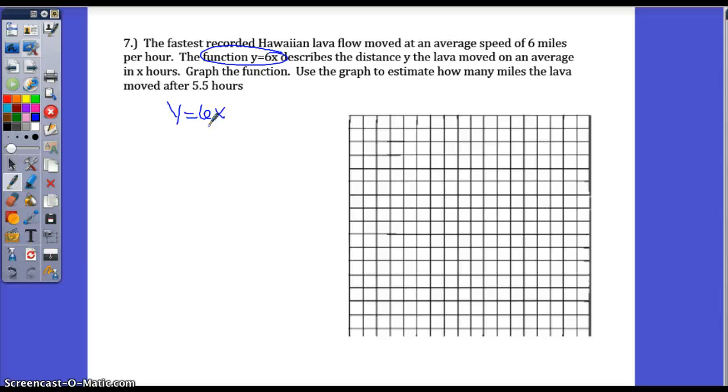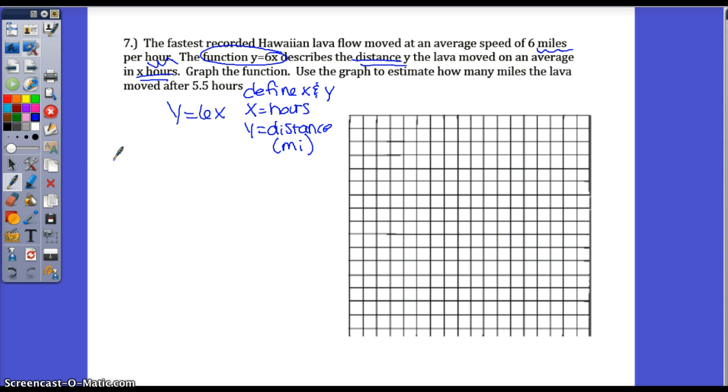The first thing I want you to do is define x and y. We know here it's distance y, and it says x hours. So x equals the hours, and y equals the distance. What is the distance in? It says average speed of 6 miles per hour. So my distance would be in miles. That's mi.